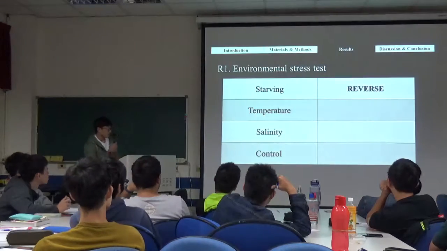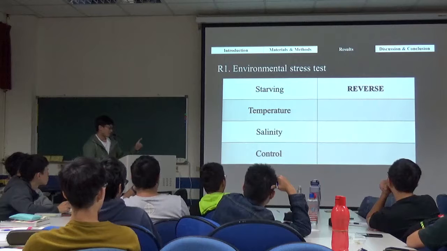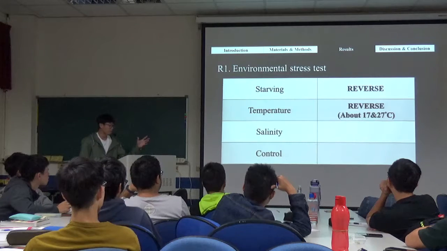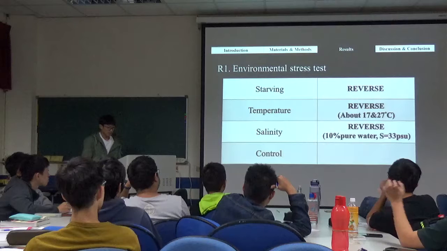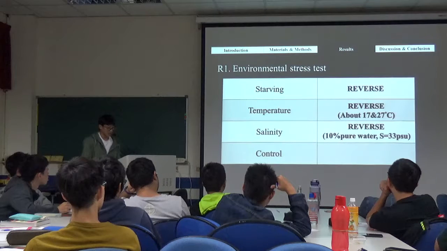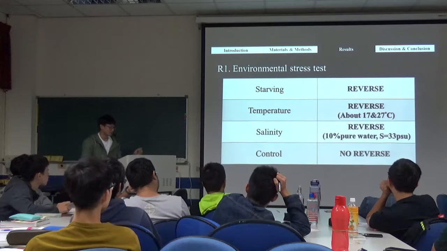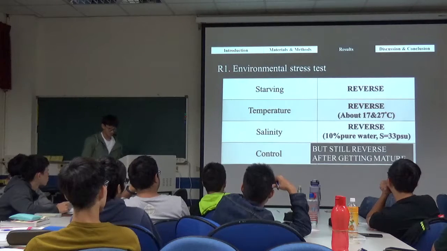Here come our results. Starving, it reversed, and the temperature change reversed too, about 5 degrees upper or lower. And the salinity still reversed, with about 10% water, the salinity being 33. The control group did not reverse, but it still reverses when it gets mature.